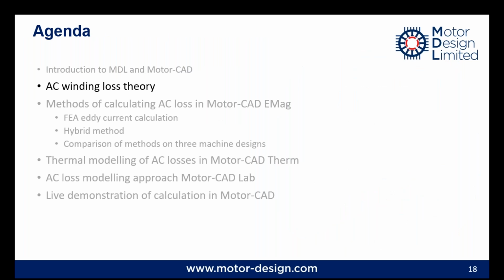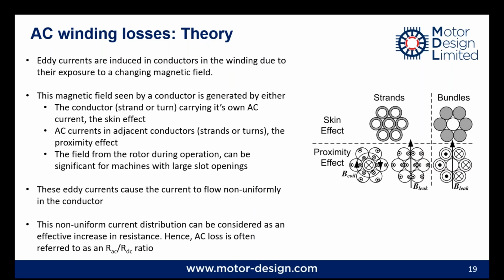Okay, so that was the brief introduction to Motor-CAD, and now I'm going to start to get more into the detail of today's webinar, which is the AC winding losses. So what are AC winding losses, or where do they come from? Well, AC winding losses are caused by eddy currents, which are induced in the conductors due to the changing magnetic field that the conductors are exposed to.